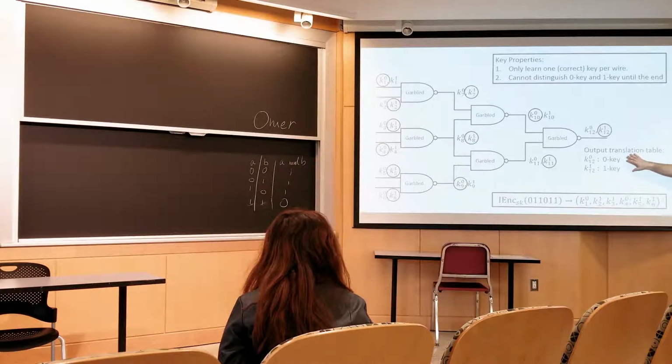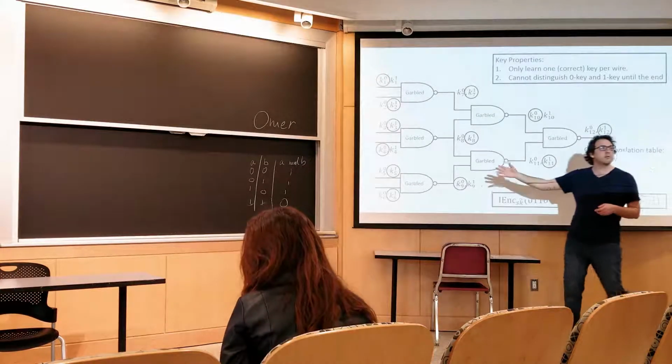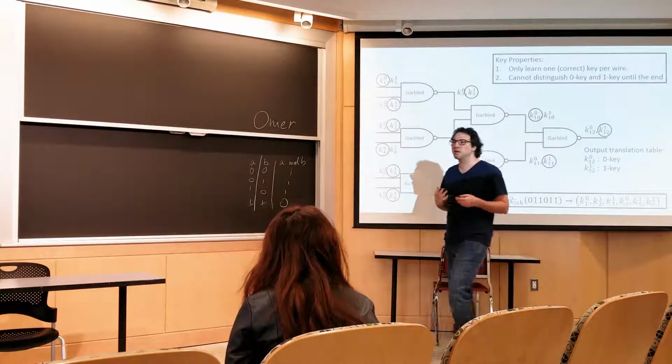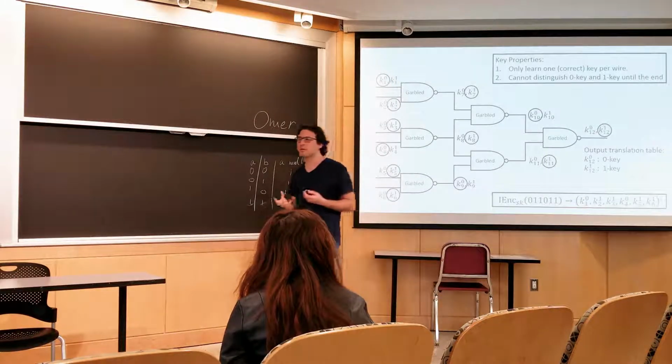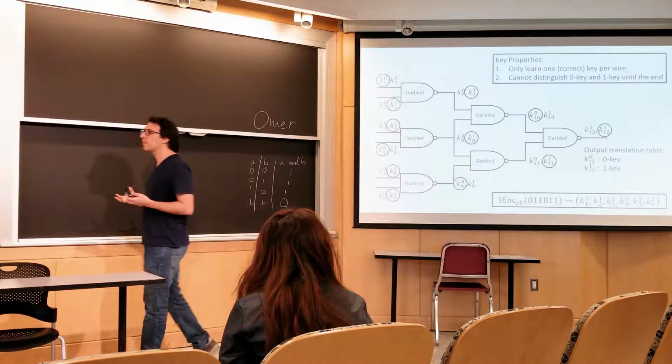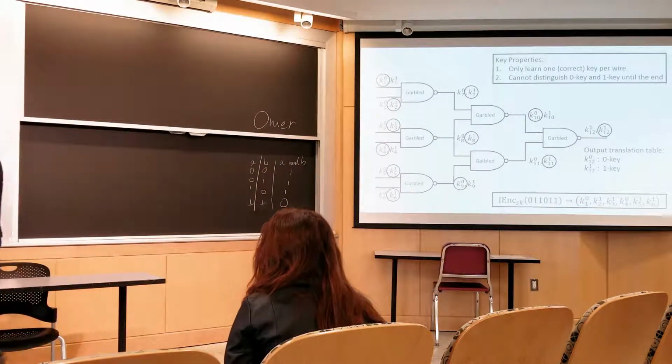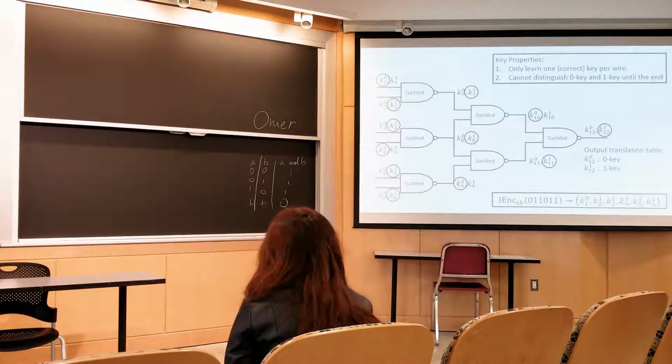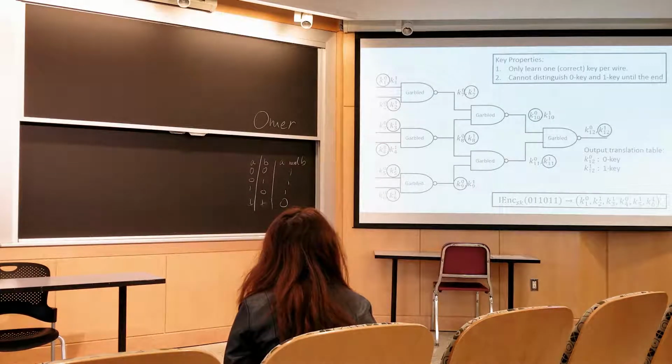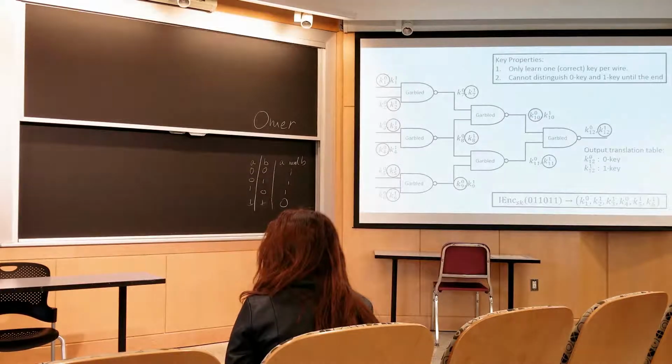But we're not going to give you a translation table for any of the previous wires. We're actually going to prove that for none of these keys that you get along the way do you know if it's the 0 key or the 1 key. This is where the security of this garbling scheme is going to come from. So these are the two key properties that you need to remember. When you evaluate a garbled circuit, you learn one of two keys for every wire. It kind of corresponds to the correct value. And you don't know what the correct value is until you reach the output wire.